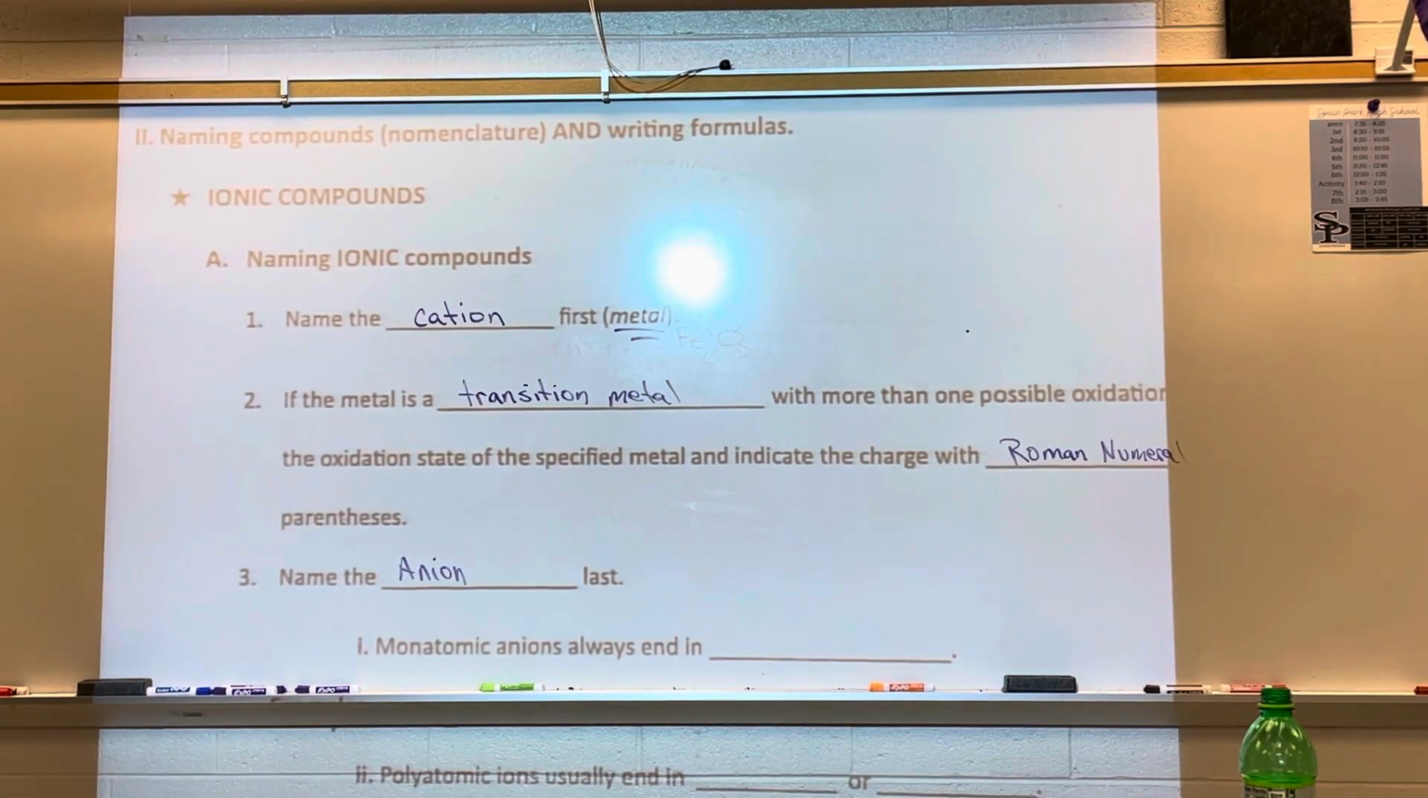Everybody, if you have the color periodic table that I gave to you, let's get that out. Not just the one in the book, because they don't have oxidation states on them. I want you to be familiar with the oxidation states.